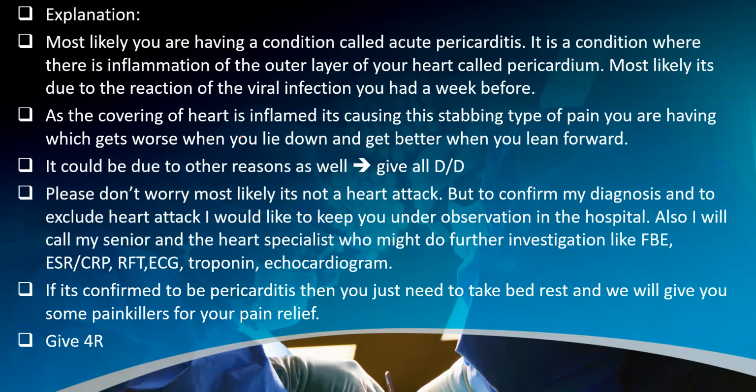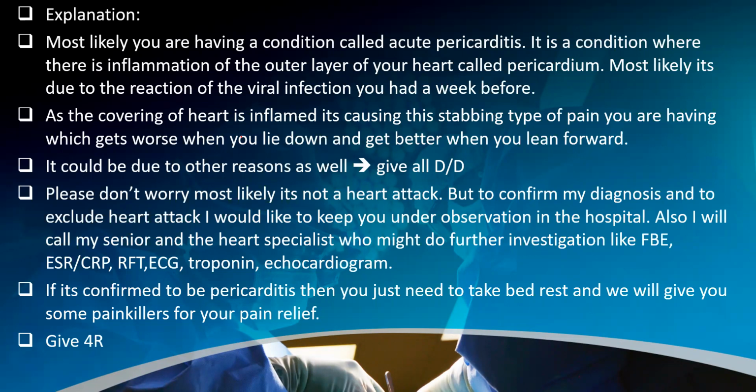What investigations do you have to do? Obviously, you have to talk about cardiac troponin. Along with that, you will do a repeat ECG. You can also do a full blood examination, inflammatory markers, kidney function, liver function, and the echocardiogram. If it is confirmed to be pericarditis, then there is nothing to worry about.